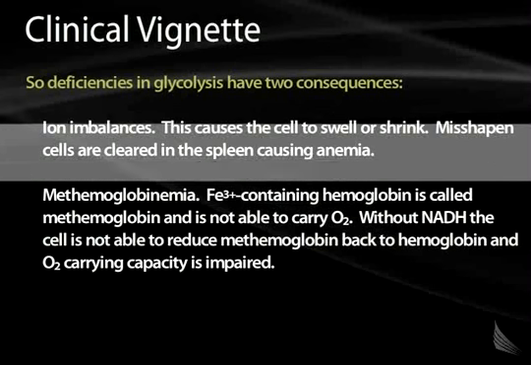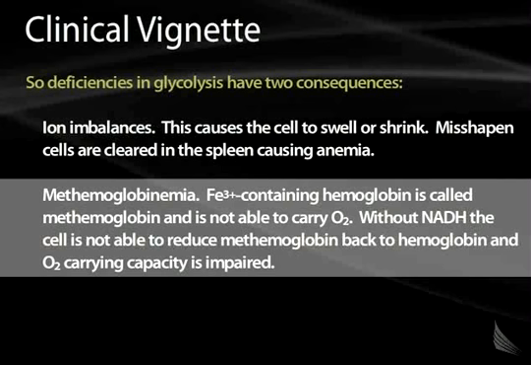The other thing that happens is you get a methemoglobinemia. Methemoglobin is a type of hemoglobin that carries iron in the 3+ state rather than in the 2+ state. The problem with iron in the 3+ state is it's not able to bind oxygen. So methemoglobin is not able to bind and carry oxygen. Now, the function of NADH in the cell is to convert methemoglobin back to regular hemoglobin, that is hemoglobin which carries iron in the 2+ state. Without NADH, in the absence of proper glycolysis, the cell isn't able to reduce methemoglobin back to hemoglobin, and this reduces the oxygen carrying capacity of the cell.